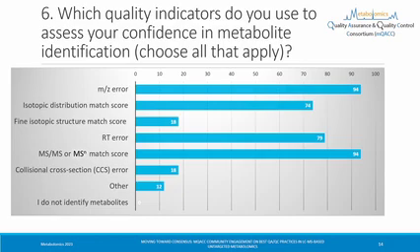And finally, what quality indicators do you use to assess your confidence in metabolite identification? And this is important. We'll come back onto this in the next two slides as well. A lot of people were using a lot of different indicators, which is great. We want to show all of the evidence that we can to identify the confidence that we have in that identification. So most people were using m/z error. I assume that's for MS1, but it could also be for MSMS or MSn data as well.